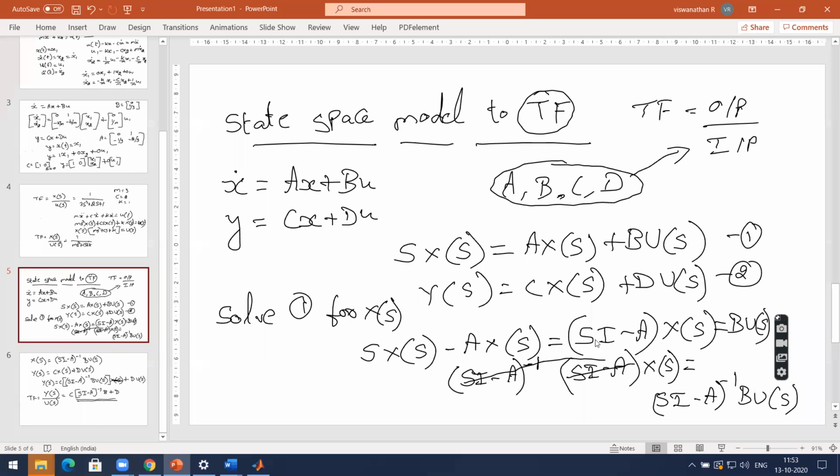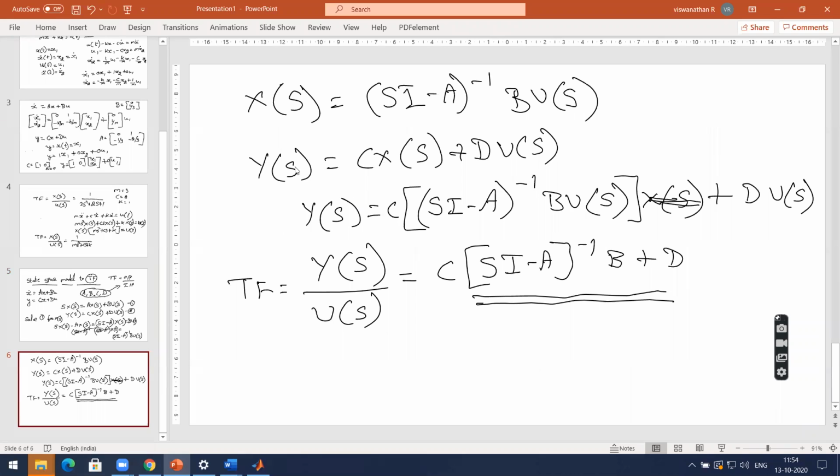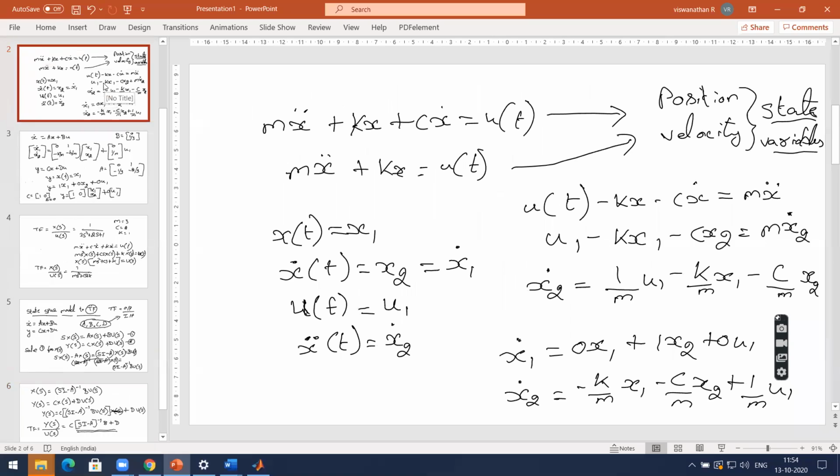Here the identity matrix is needed because s is only one number and A is a matrix, so you multiply with the identity matrix and then take the inverse on both sides. This and this get cancelled. X(s) is equal to (sI minus A) inverse B U(s). From the second equation, Y(s) is equal to C X(s) plus D U(s). Put this X(s) in, and take the transfer function: Y(s) is the output, U(s) is the input. You understand this, right?